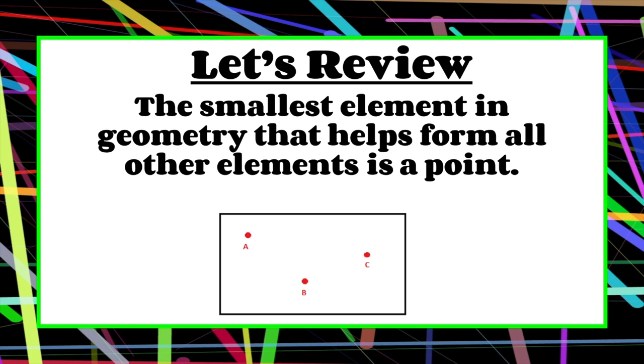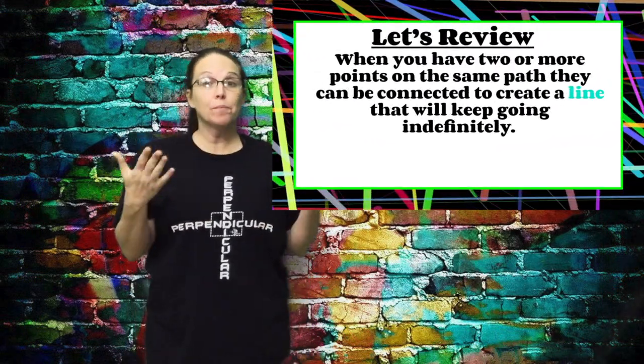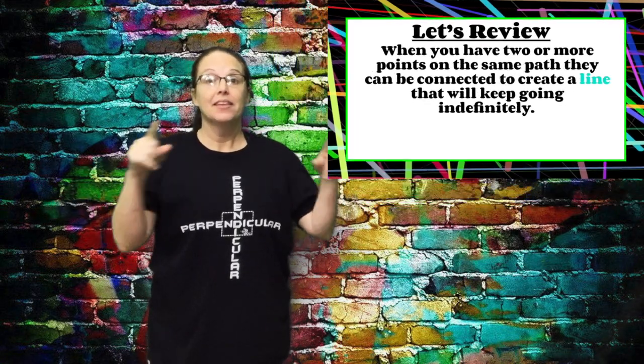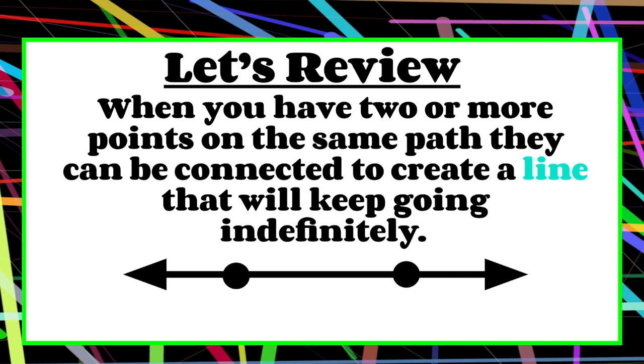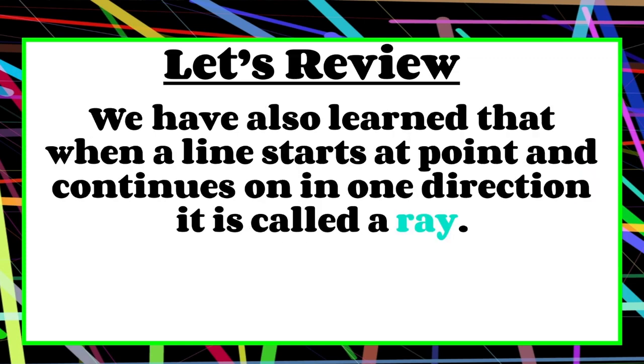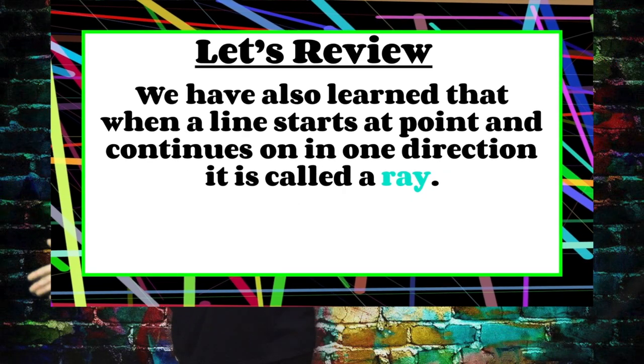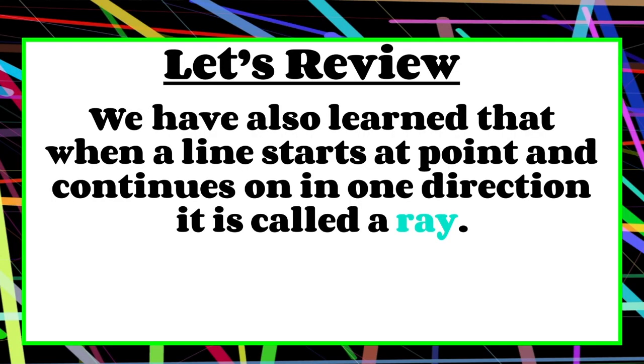We label them because there are thousands and millions of points everywhere. We label them with capital letters so that if we're talking about a certain point, I can say point A and know that's what I'm talking about. When you have two or more points in the same path, they can connect to each other to create a line that will keep going indefinitely. That's why we put arrows on either end. Those arrows show that the line keeps on going. We've also learned that when a line starts at one point and then keeps continuing in one direction, that is called a ray.